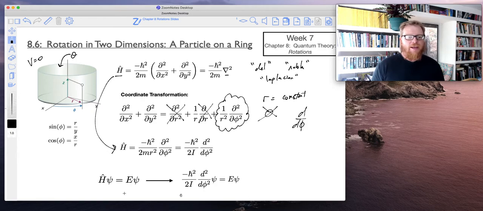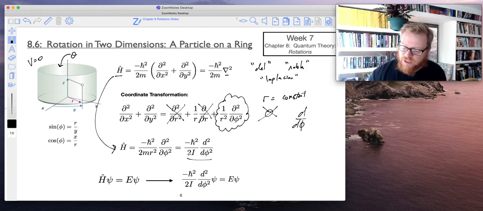Now, check this out. Our kinetic energy Hamiltonian operator becomes negative h bar squared divided by 2m. So there's still that part, but now we just replace it with the 1 over r squared second partial derivative in phi, which I get right here. And look how sweet and easy that becomes. We know mr squared is just the moment of inertia I. And I replace the partials with d's because now we only have one single dimension to deal with.